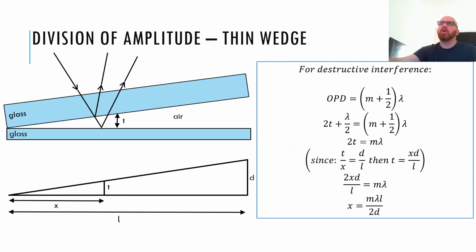So what we're looking at here is destructive interference again. I'll explain in a second why we use destructive interference. So the optical path difference is (m plus a half) lambda, and 2t is (m plus a half) lambda. Plug that in, then you've got this triangle here, so t over x, this small separation t over x, is proportional to d over L, in fact it would be the same ratio between the two. Therefore t is x d over L, plug that in and you get x is m lambda L over 2d. So x is just this distance from the end to a point, wherever the light is coming off.